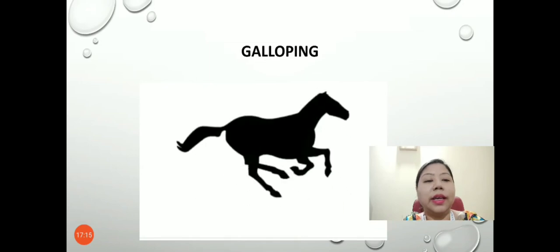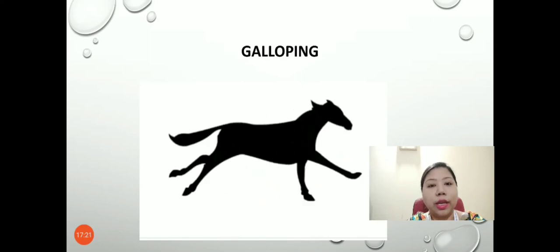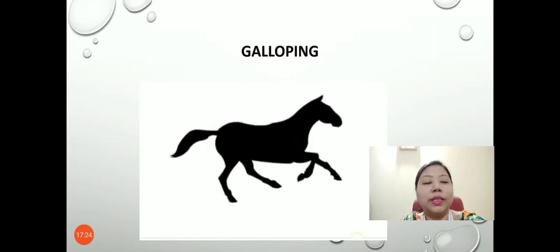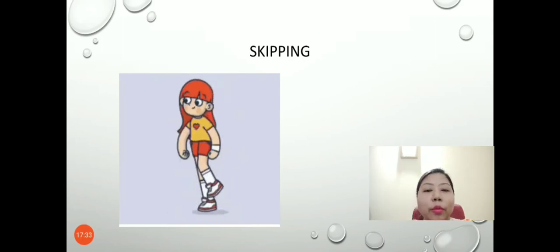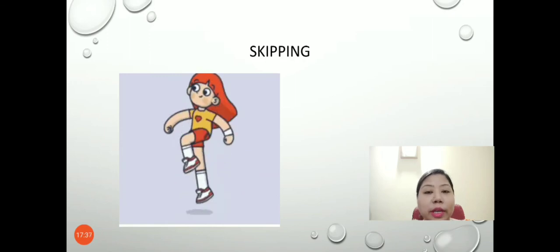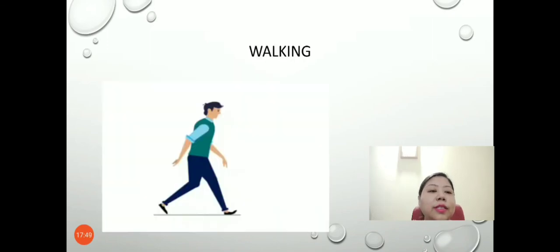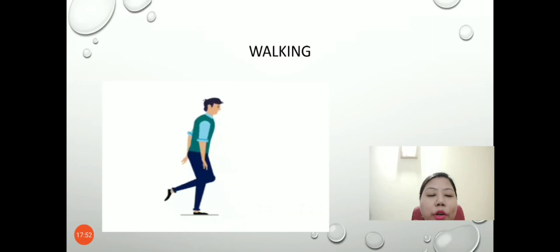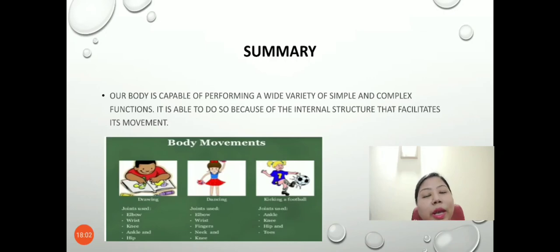Now here you can see the galloping of the horse. When animals run producing sound, that is called galloping. You know that when a horse gallops, sound is produced. Here you can see a child skipping and moving. You also sometimes move like that. When you are in a very happy mood, you also skip, and maybe you sing a song and then you move. This movement is called skipping. Here the man is walking. All of us walk every day, and this is what we have for today's class.